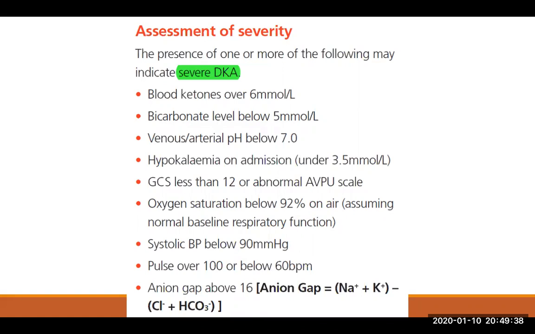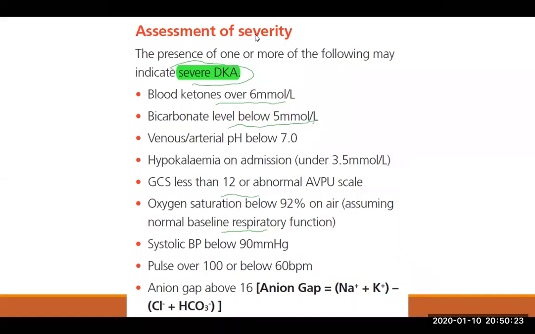Severe DKA, we mentioned it by some criteria, and of course mild DKA can be managed at home according to some authorities, but not in our localities. Severe DKA must be treated in the ICU as mentioned. If blood ketone is more than 6, bicarb is less than 5, pH is less than 7, or hypokalemia, or Glasgow coma scale is less than 12, oxygen saturation is low, hypotension, pulse rate is more than 100 or below 60, or high anion gap, this patient must be treated in the ICU.